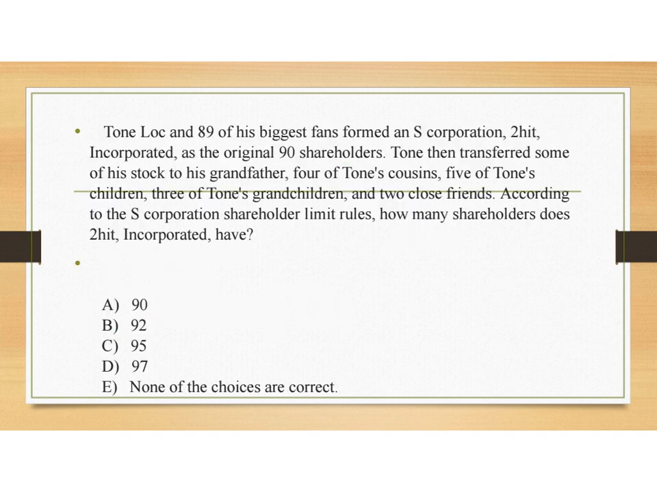Now we get into a situation where we have Tone Loc, and he's got a whole bunch of fans, and they form an S corporation, and they have as the original 90 shareholders. So he's got Tone Loc and 89 of his biggest fans. That makes 90, right? He then transfers some of his stock to his grandfather, 4 of his cousins, 5 of his children, 3 of his grandchildren, and 2 close friends. How many shareholders does the corporation now have?